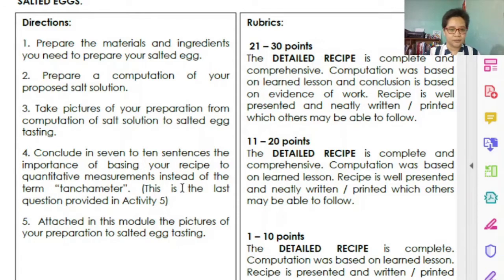So this is the last question provided in Activity 5. Attach in this module the pictures of your preparations to salted egg tasting. And then please read carefully the rubrics given for you to meet the highest possible score, which is 30.